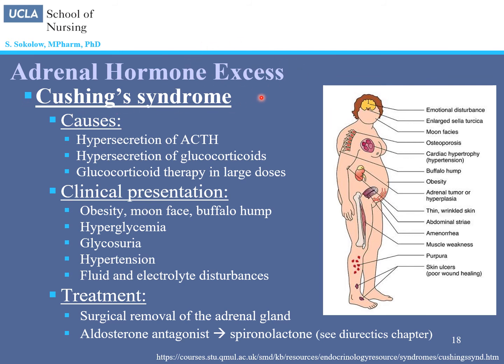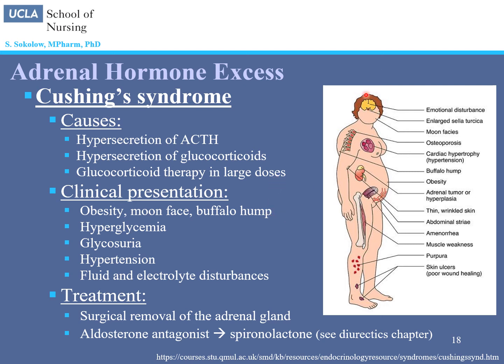When we talk about endogenous Cushing's syndrome, that would mean overproduction of the adrenal hormone by the adrenal gland. So hypersecretion of ACTH, hypersecretion also of glucocorticoid, and or you have the iatrogenic one, which is due to glucocorticoid therapy in large doses, as I described in the previous slides.